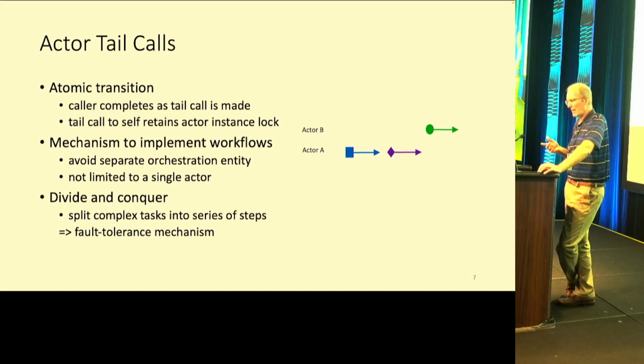And this combination of these things gives us a way to build workflows and to orchestrate workflows, and lets us break complicated workflows into smaller steps that are easy to reason about while maintaining this concurrency. So we know that nothing changed between the blue and the purple method on actor A, so we can reason about that.